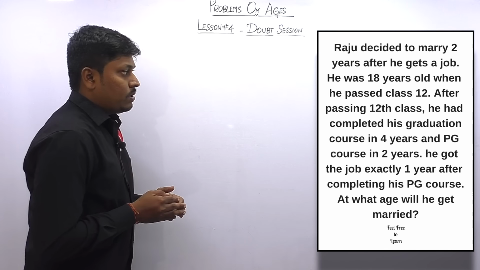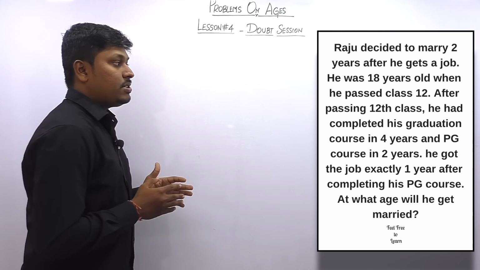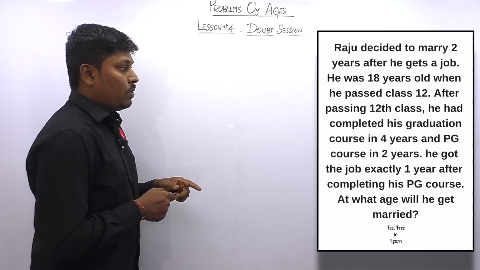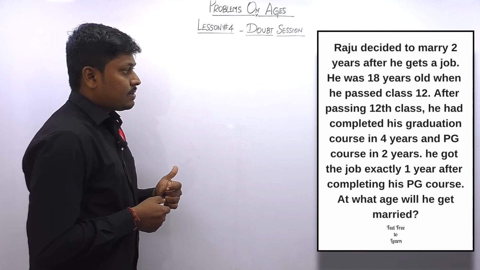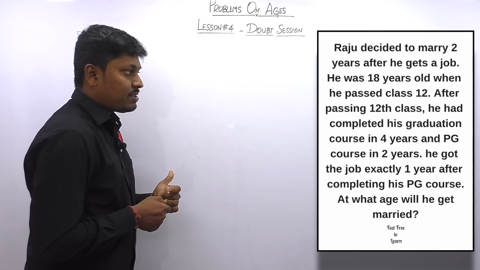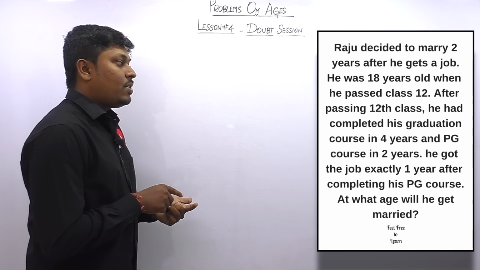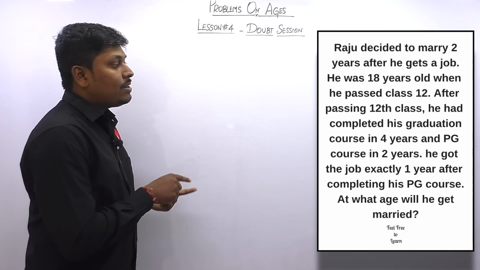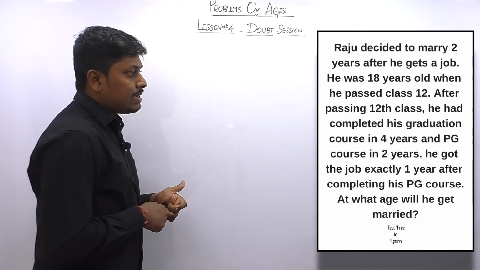Question number 2. Raju decided to marry 2 years after he gets a job. He was 18 years old when he passed class 12th. After passing 12th class, he completed his graduation course in 4 years and PG course in 2 years. He got the job exactly 1 year after the completion of PG course. At what age will he get married?